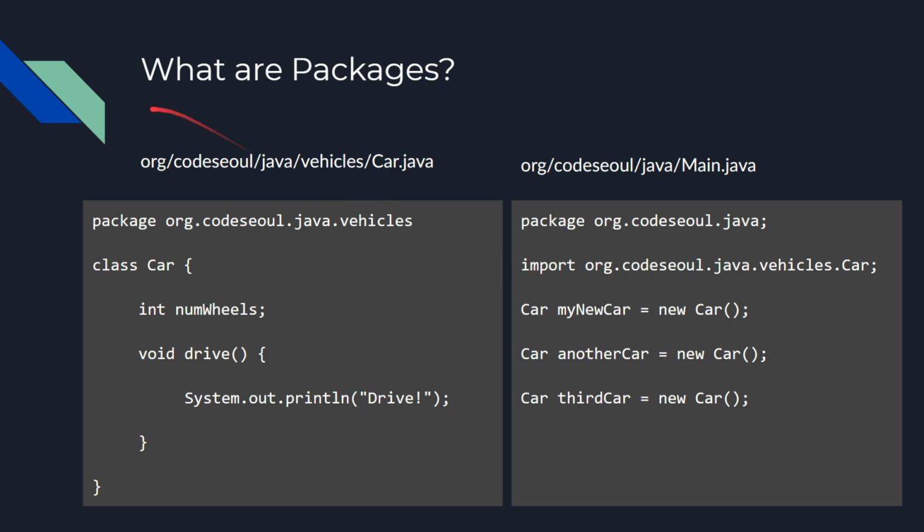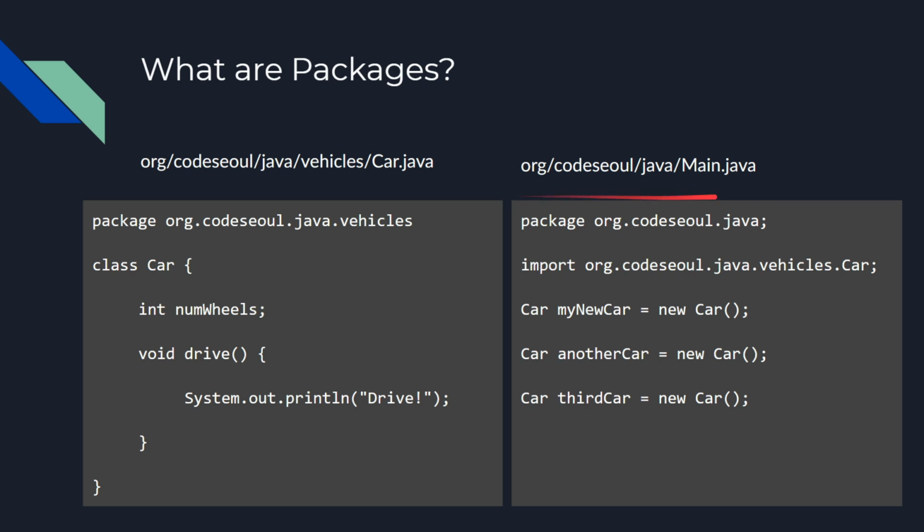So to give an example, on the left side here, we have one class. Actually, I should fix this. Yeah, I'm going to fix this afterwards. Where we have some folder org, some folder CodeSeoul, some folder Java, some folder vehicles, and then inside that we have our Car.java class. And then at the top of our class, we have to tell the class which package it belongs to. So we just say package org dot, instead of slash, CodeSeoul dot, instead of slash, Java dot vehicles. And this is just the same thing as up here, okay?